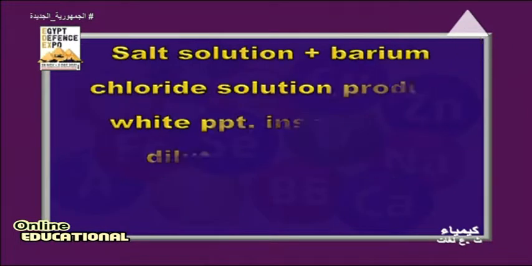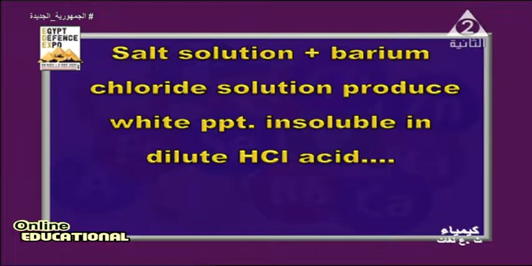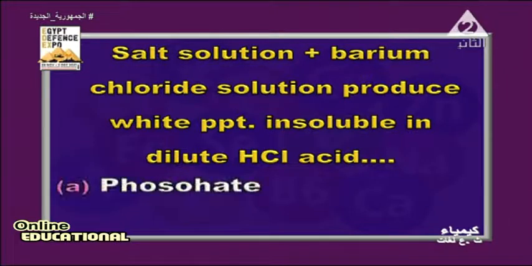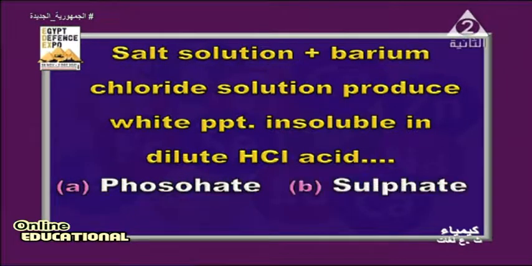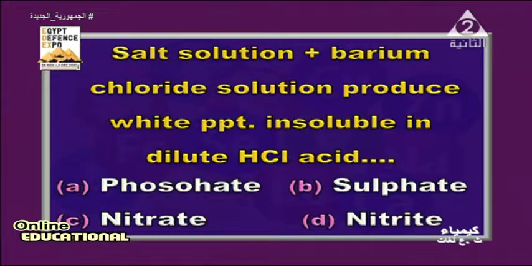Next one. Salt solution plus barium chloride solution produces white precipitate insoluble in dilute hydrochloric acid. Is it phosphate or sulfate or nitrate or nitrite? If you think about it, yes, the answer will be sulfate radical.